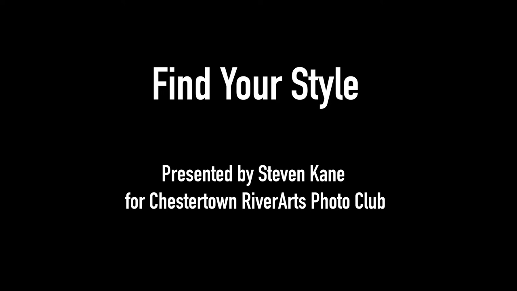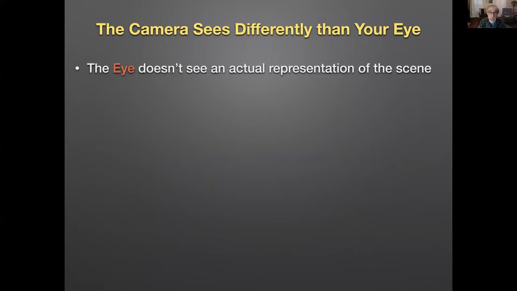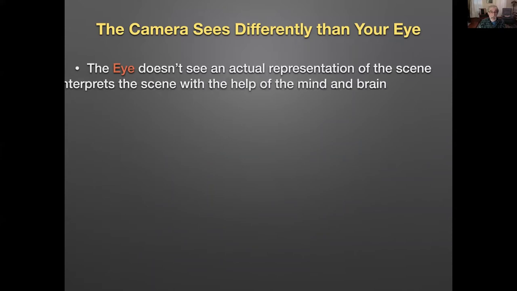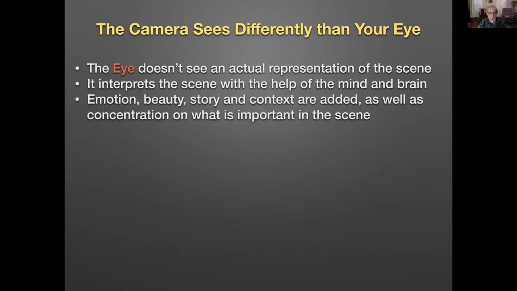I'm going to start from the very beginning, and we're going to talk about how the camera sees differently than our eye does, because this is where it all starts, with the camera. So the eye doesn't see an actual representation of the scene. The eye interprets the scene with the help of the mind. The mind will add emotion, beauty, story, context. It concentrates what is important to the scene.